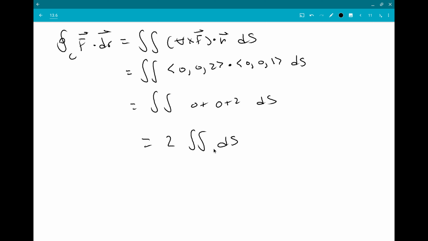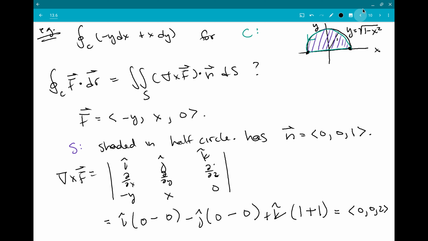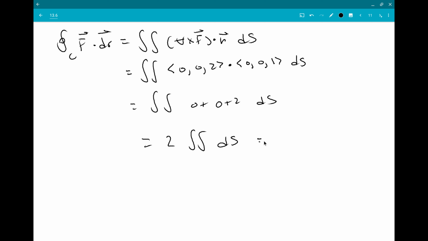So I'm just looking at 2 times the double integral over the surface's area, which I don't need to set up a complicated bounds of integration problem to do, because I know that the area of half a circle is 1/2 times pi r squared. So 1/2 pi times 1 squared. This is just going to give me pi.